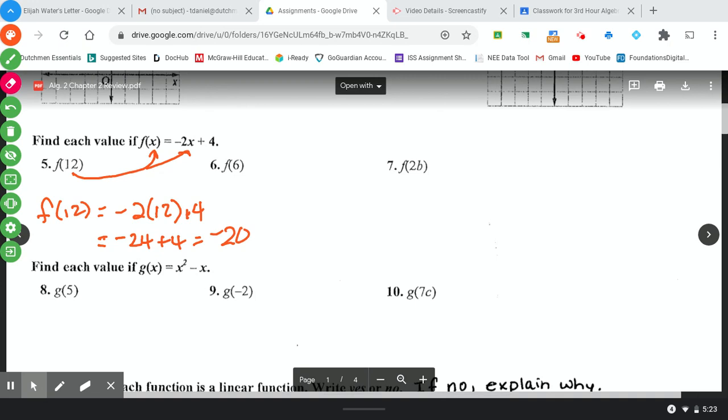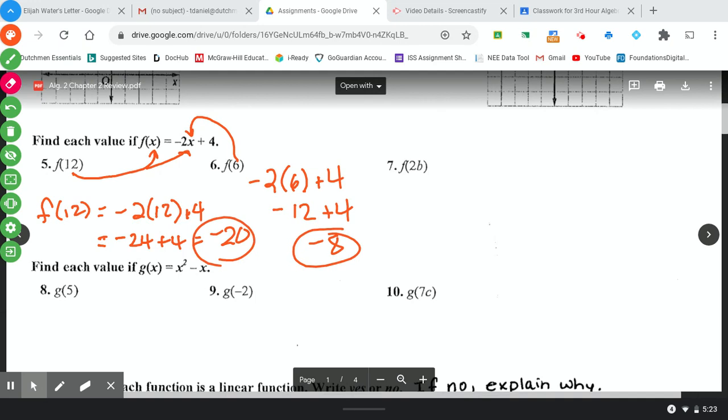Same thing with the 6. Instead of x, we're going to put that 6 right in there for x. So it's going to be negative 2 times 6 plus 4, which is a negative 12 plus 4, negative 8. This one was negative 20.